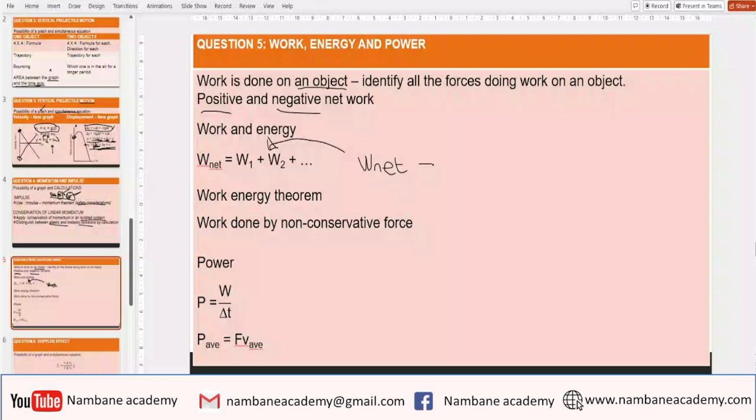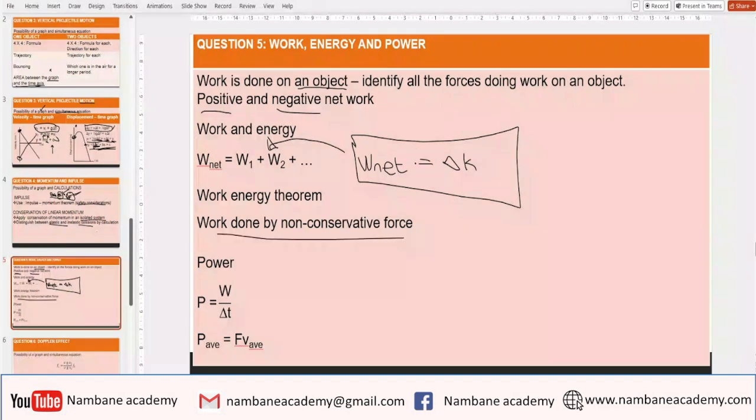And then colleagues, when the question says use energy principles, I will encourage our learners to stick to the work energy theorem. As a theorem, it means it is applicable everywhere, whatever the situation. Now, if we have this correct, then our learners will always get this one correct. Nothing is wrong with work done by a non-conservative force. It is still applicable in each and every situation.